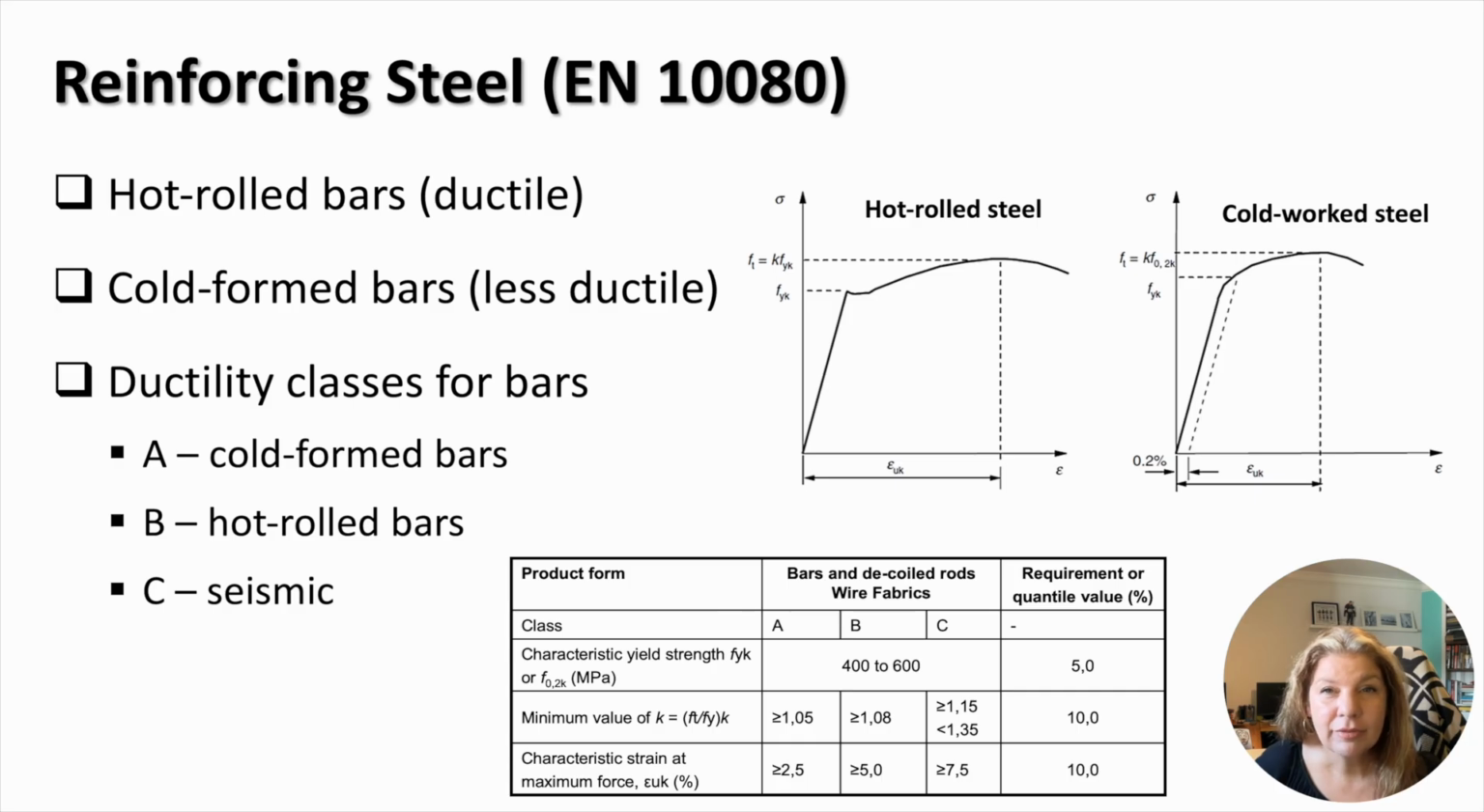The ductility of reinforcing bars is very important in the design of concrete structures. Therefore, the bars of three ductility classes, A, B and C, are used for different design purposes. The ductility class A is the cold formed bar. Ductility class B is hot rolled bars, and ductility class C is seismic reinforcement. From class A to C, the ductility of bars increases. This can be seen in the table in the increase of the characteristic strain at maximum force, epsilon UK.